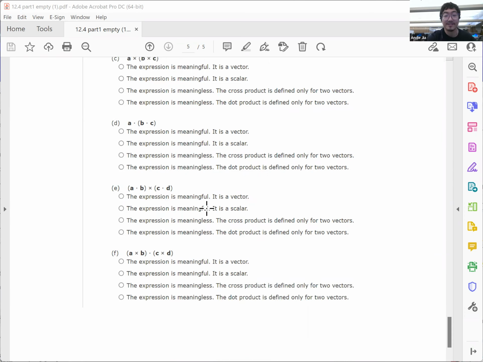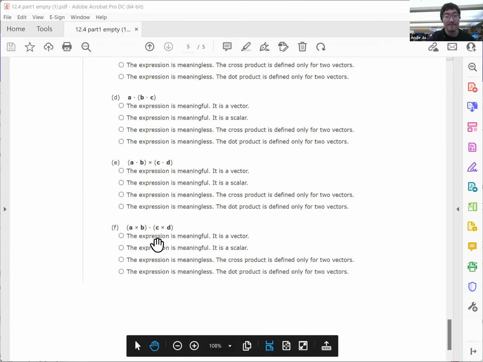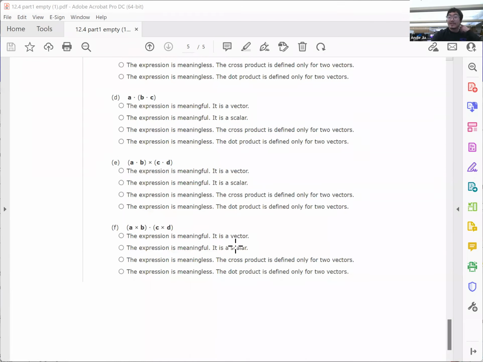Those are 2 scalars, and a scalar is a number, and a number is still a scalar, so it doesn't make sense, because that would be the cross product of two scalars, and we're not doing a cross product for 2 scalars. For f, there are 2 vectors, so a vector and a vector dot product is a scalar.